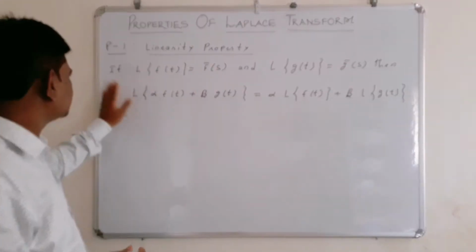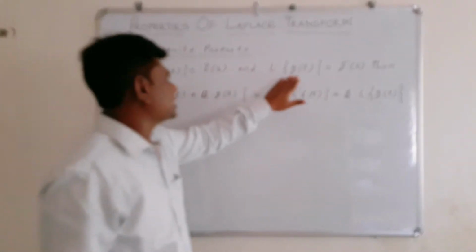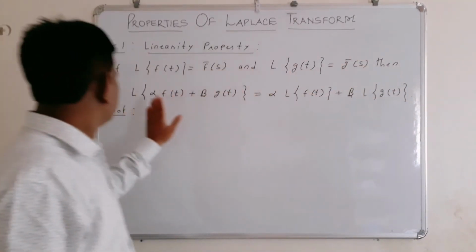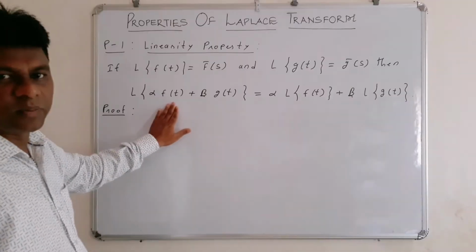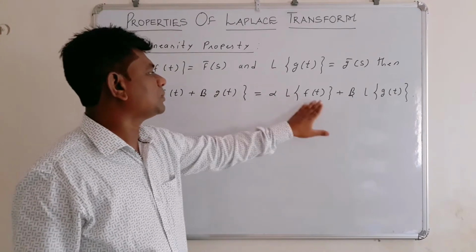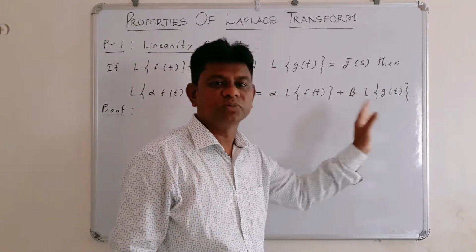Linearity property states that if Laplace transform of f(t) is equal to f bar(s) and Laplace transform of g(t) is equal to g bar(s), then Laplace transform of alpha times f(t) plus beta times g(t) is equal to alpha times Laplace transform of f(t) plus beta times Laplace transform of g(t).